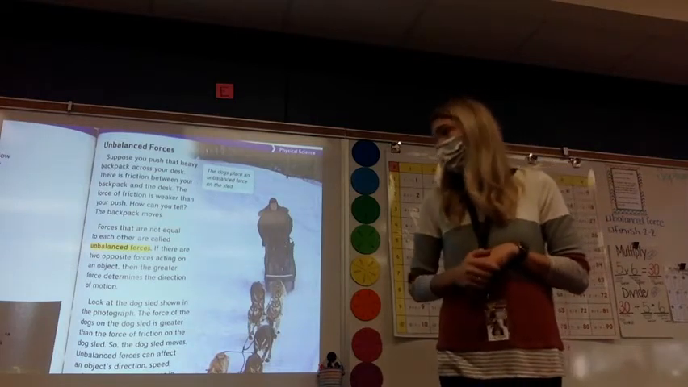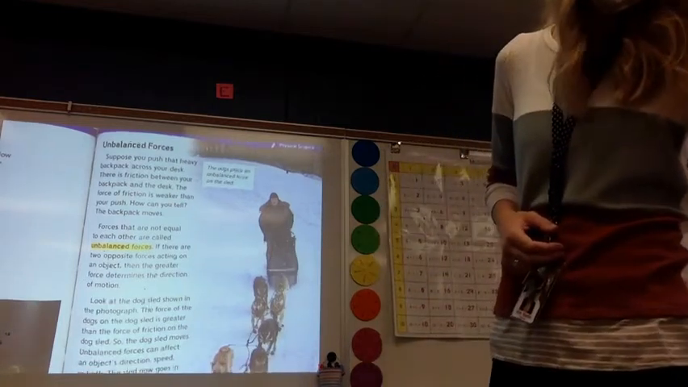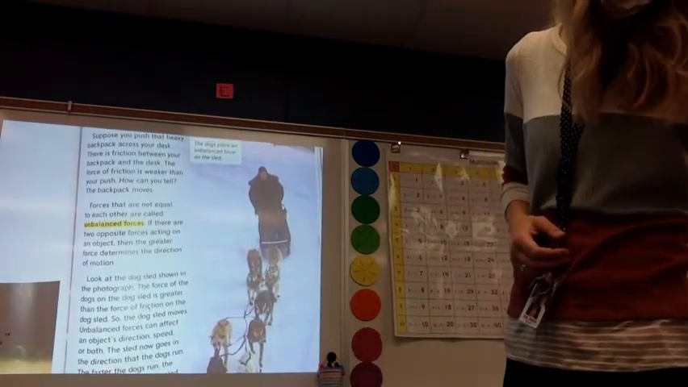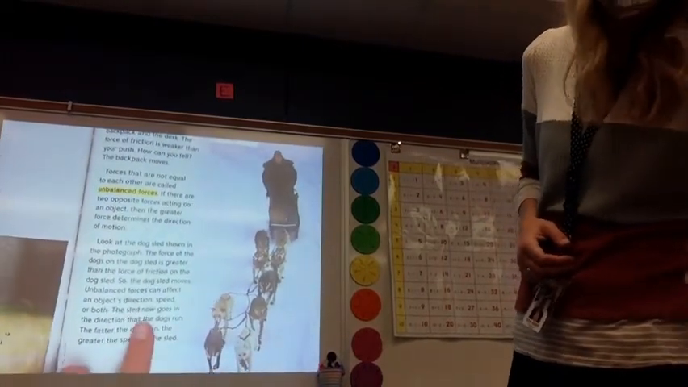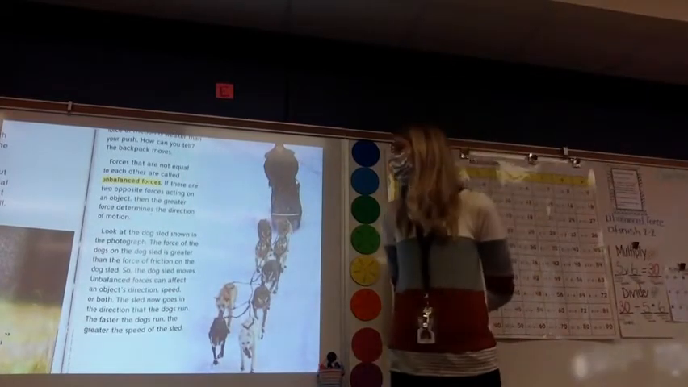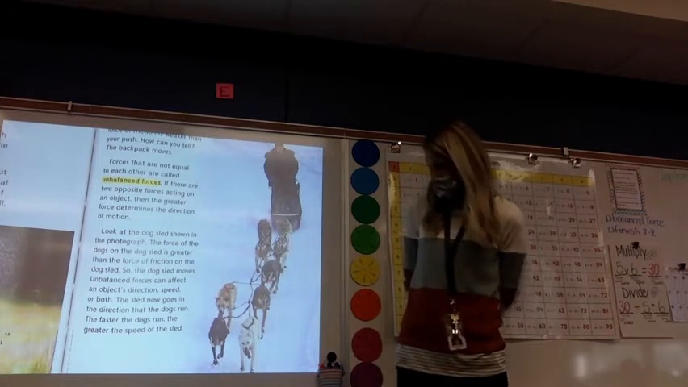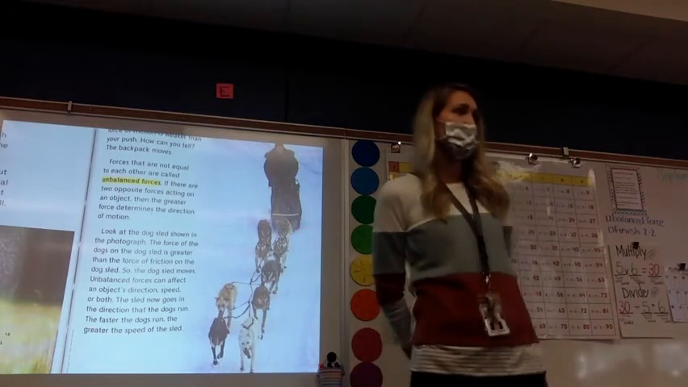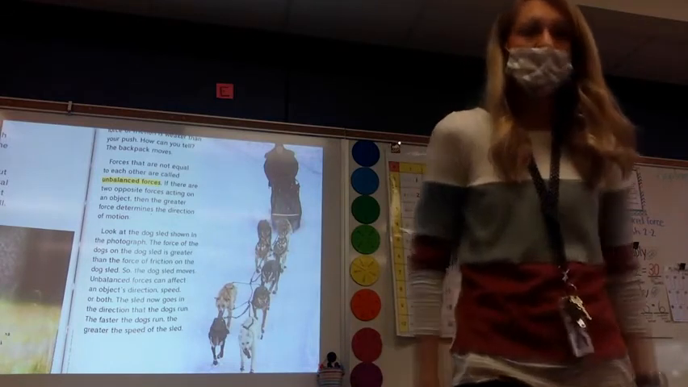Unbalanced forces can affect an object's direction, speed, or both. The sled now goes in the direction that the dogs run. The faster the dogs run, the greater the speed of the sled. Make a little sense? Perfect.